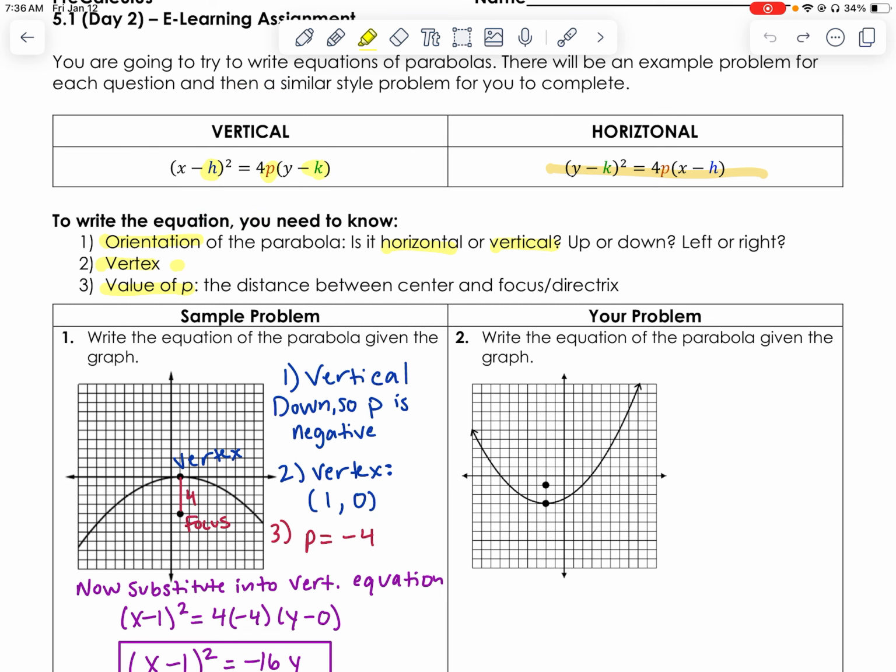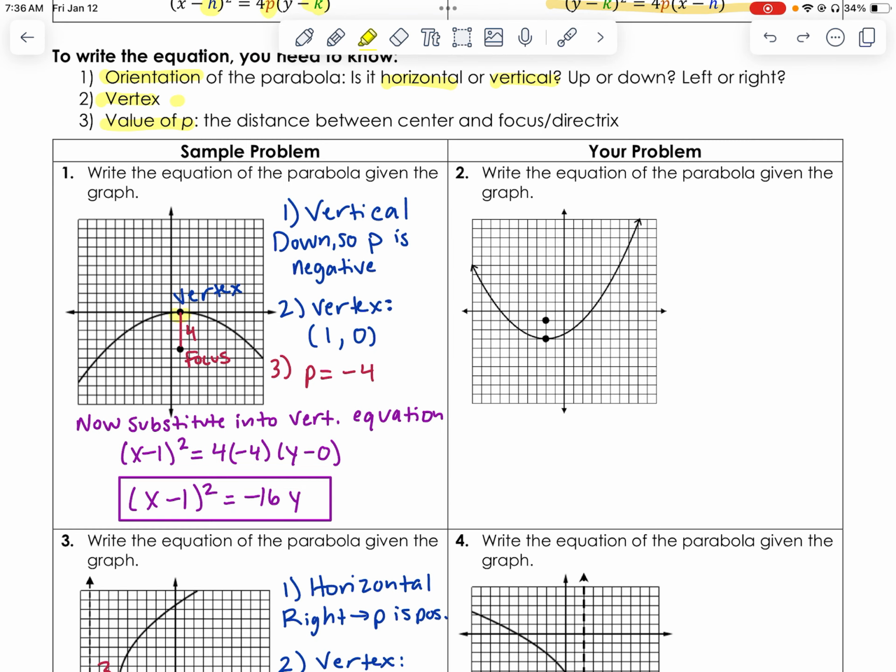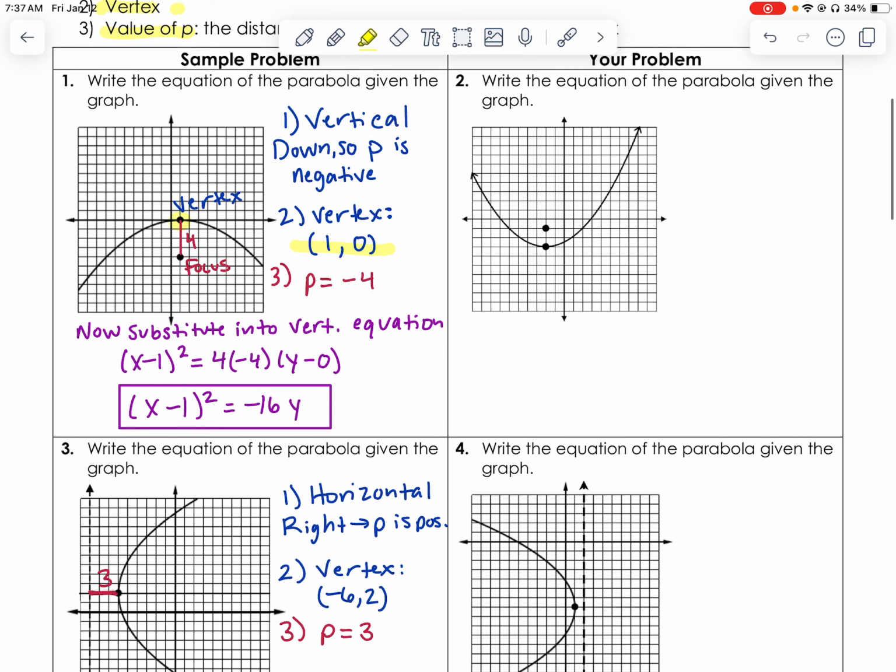and then p is going to be a negative number, so it goes down. Next up, from my graph, I count the vertex point. That is the point 1, 0. Now that I have the orientation, I know it's going down, and I know the vertex is at 1, 0, the last thing I need to find before I can substitute into my equation is the value of p. Remember, p is how far it is from the vertex to the focus or the vertex to the directrix. So you'll see my little line here, counting. P counts as 4 units, and then I add the negative so that it goes down.